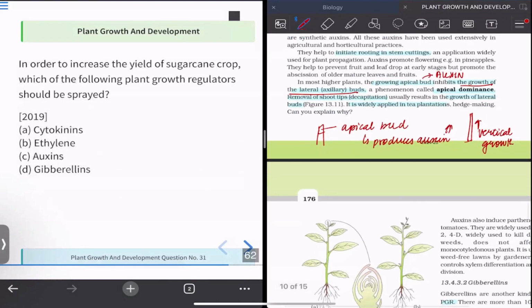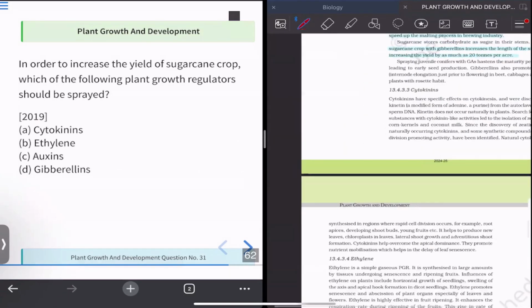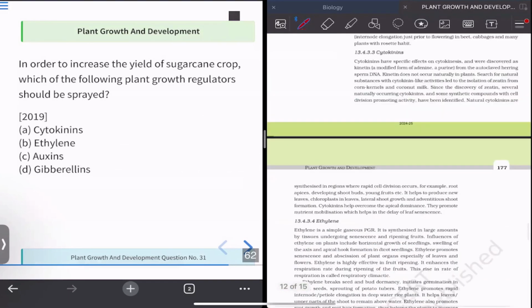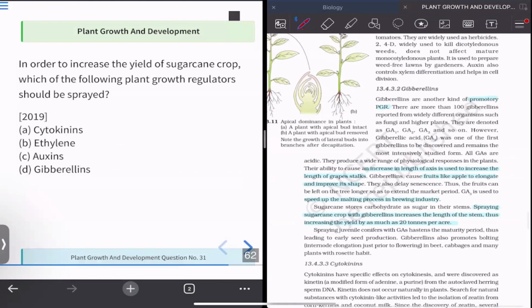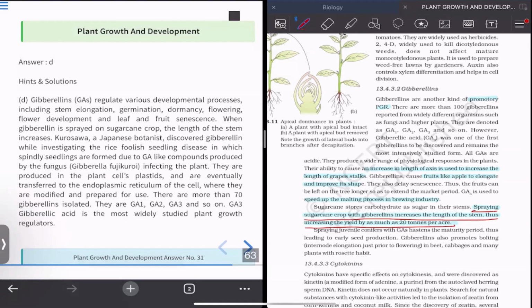We have, in order to increase the yield of sugarcane crops, which of the following plant growth regulators should be sprayed? We just read this topic right here. So spraying the sugarcane crop with gibberellins can actually increase the length of stem, thus increasing the yield by as much as how much? 20 tons per acre. Okay. So gibberellins regulate various developmental processes, including stem elongation, germination, dormancy, flowering, flower development, and leaf and fruit senescence.